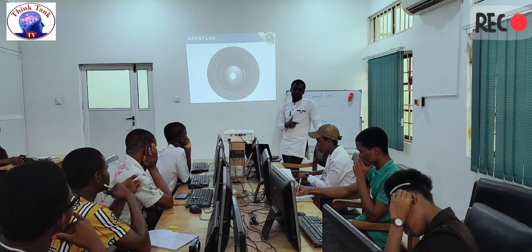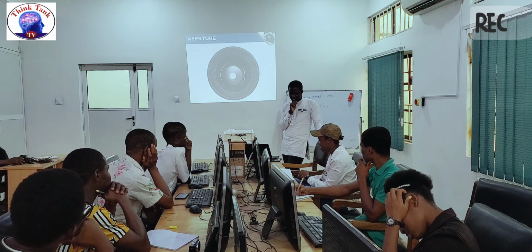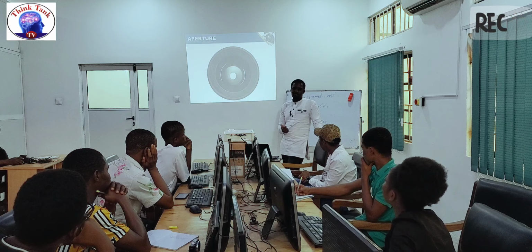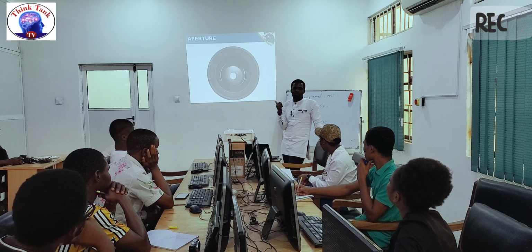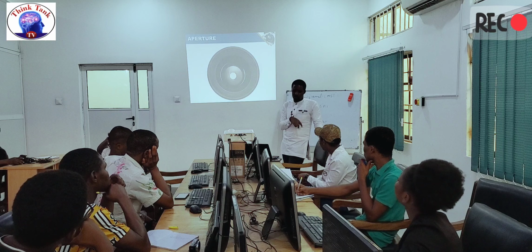So you say the highest is 1.8. The lowest is what? It's 22. So if I say you're using a lower aperture value, it means the number is high. So if I say you're using a higher aperture, it means you're doing what?